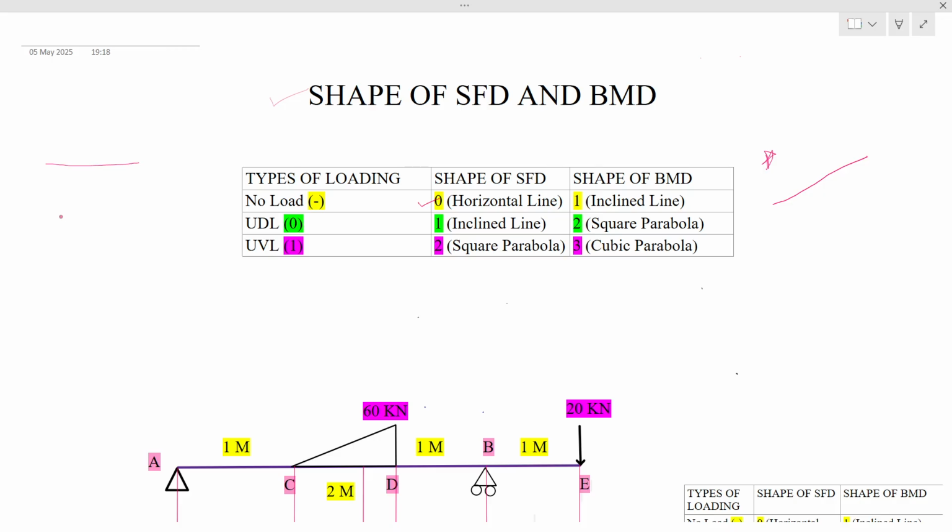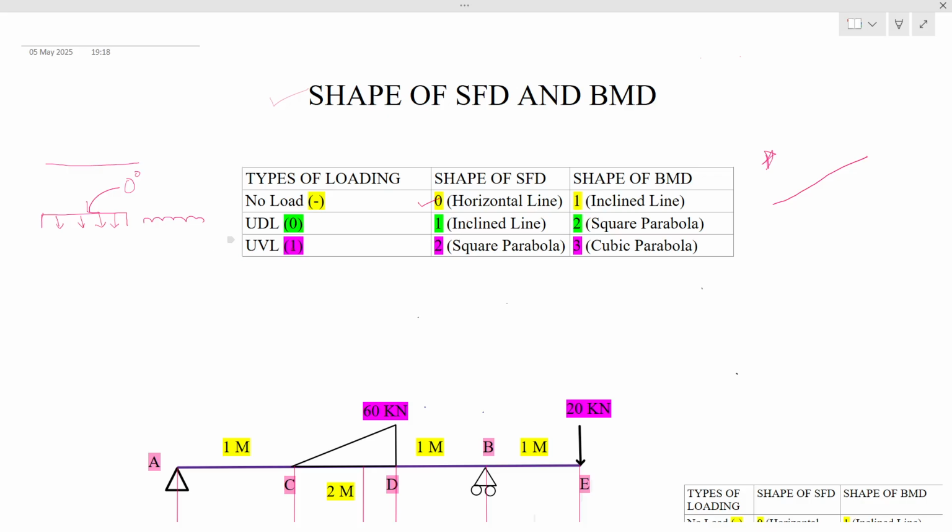For UDL, we show the UDL like this, or sometimes it is shown like this. It is nothing but a 0 degree line. So the shear force diagram shape will be a 1 degree line, that is an inclined line, and the BMD will be a square parabola, that is a 2 degree line.